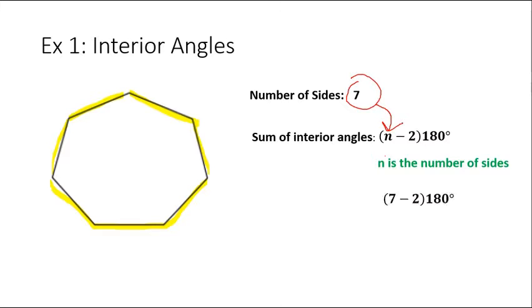So we're going to get 7 minus 2 times 180, which 7 minus 2 is 5. So 5 times 180 is 900. So our answer here is 900 degrees. So the sum of all the angles inside a 7-sided shape is 900 degrees.